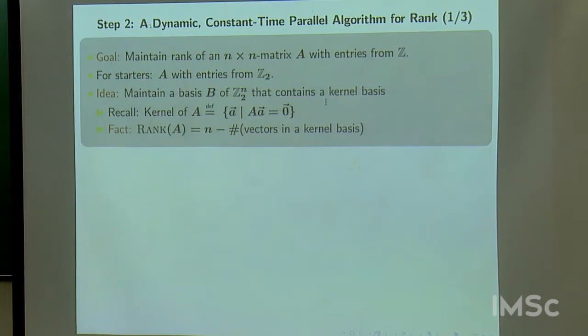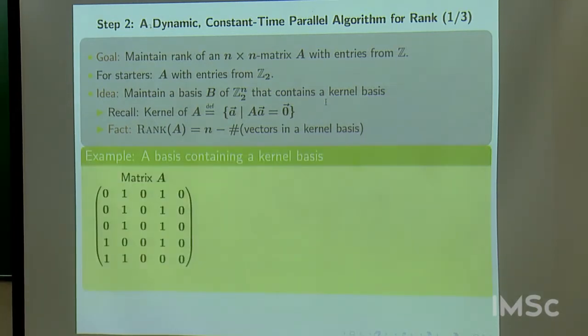And it is, of course, clear that the rank of the matrix A is n minus the number of vectors in the kernel basis. So if we can maintain this basis, then we are done. So now this is a proof by example.